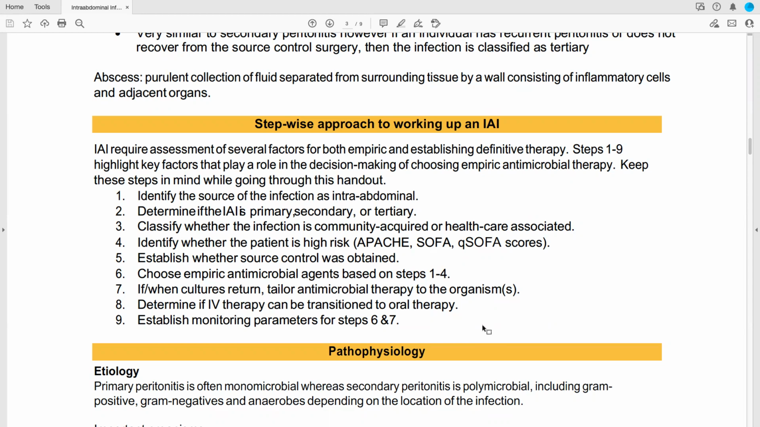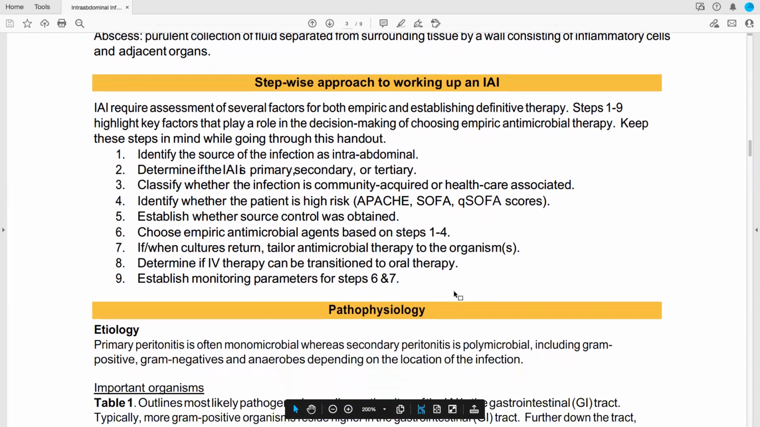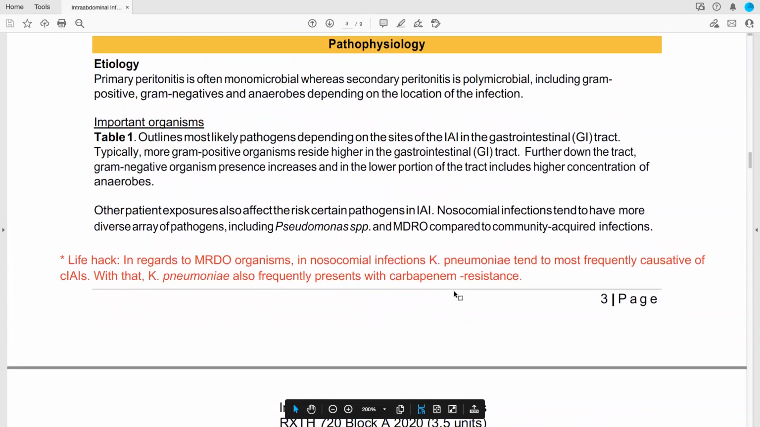You want to establish whether that source control was obtained. At the end of the day, the best way to overcome these intra-abdominal infections, the best way to overcome a lot of infections, is, if you can, to get source control, to take that bacteria away so that the antibiotics you give get your bang for your buck. Then you want to choose your empiric antimicrobial agents after you have gotten that source control. And then when cultures return, you want to tailor your antibiotics to the more definitive treatment. And then further on, as we all know what we want to do with an infection.